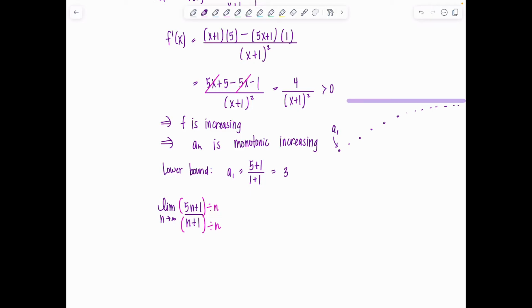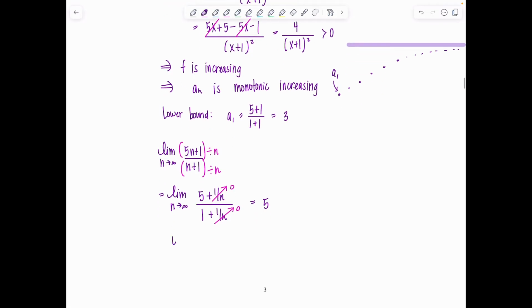And then we have here the limit as n approaches infinity. The numerator is going to be 5 plus 1 over n, and then 1 plus 1 over n downstairs. This term goes to 0. This term goes to 0. So I just have 5 as my limit. So that means the terms approach 5, not infinity. They don't keep going up, up, up without bound. So that's my upper bound. Upper bound, 5.